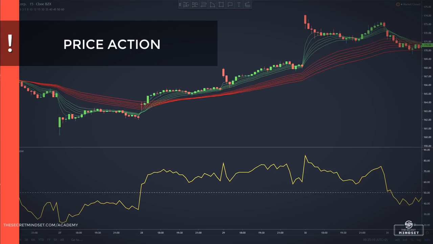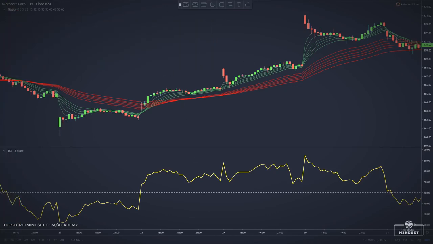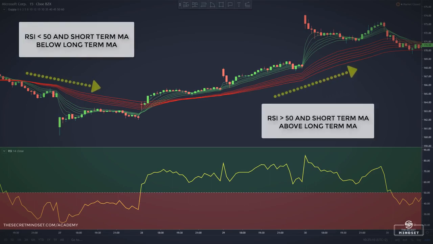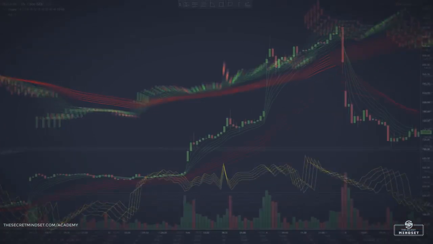You could also use the Guppy multiple moving average in conjunction with other technical indicators to maximize your trading odds. For example, you might look at the relative strength index to confirm a trend, or look at various chart patterns to determine other entry or exit points after a GMMA crossover.